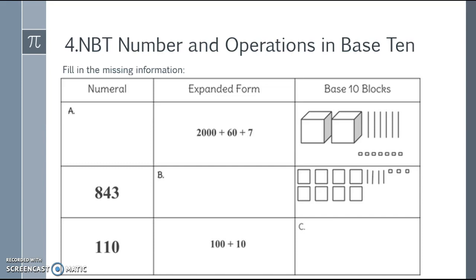Pause the video and fill in the missing information, written in numeral form, expanded form, and base 10 blocks. Part A, we should get 2067. Part B, we should get 800 plus 40 plus 3. Part C, we need a flat and a long, or a 100 piece and 1 tens piece.